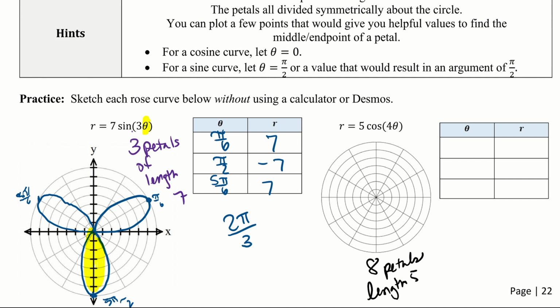Well, if I start by plugging in a 0, with cosine I often plug in a 0. 4 times 0 is 0. Cosine of 0 is 1 times 5 is 5. I'm going to, again, just notice that I'm always going to go out 5 units for all of these petals. So along 0, I'll go out 5. 1, 2, 3, 4, 5.